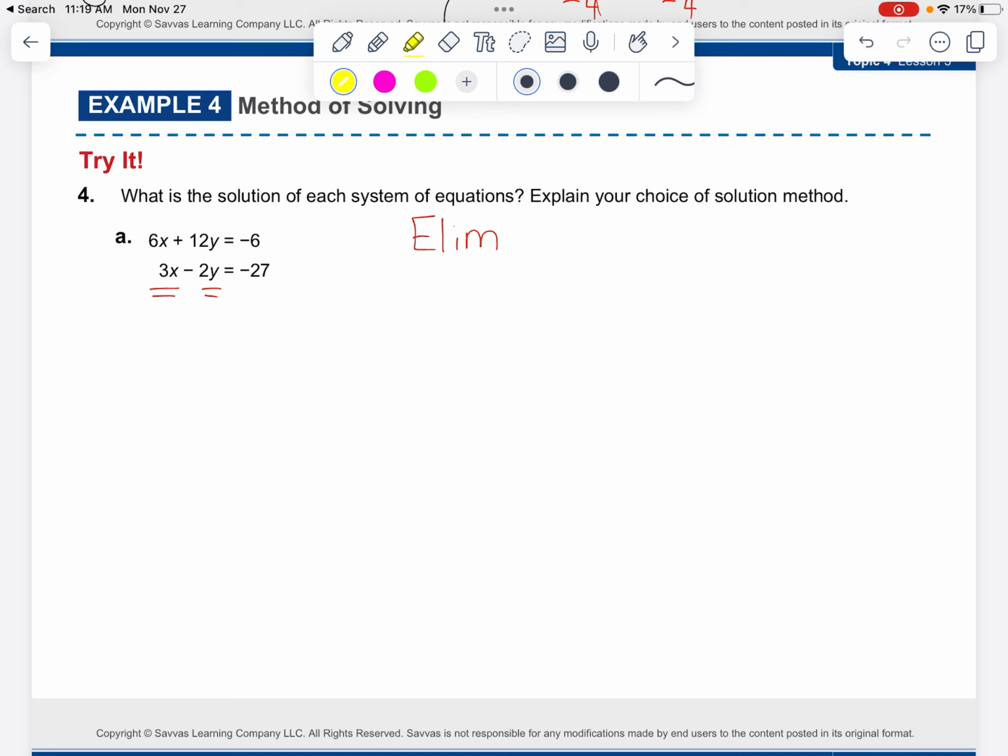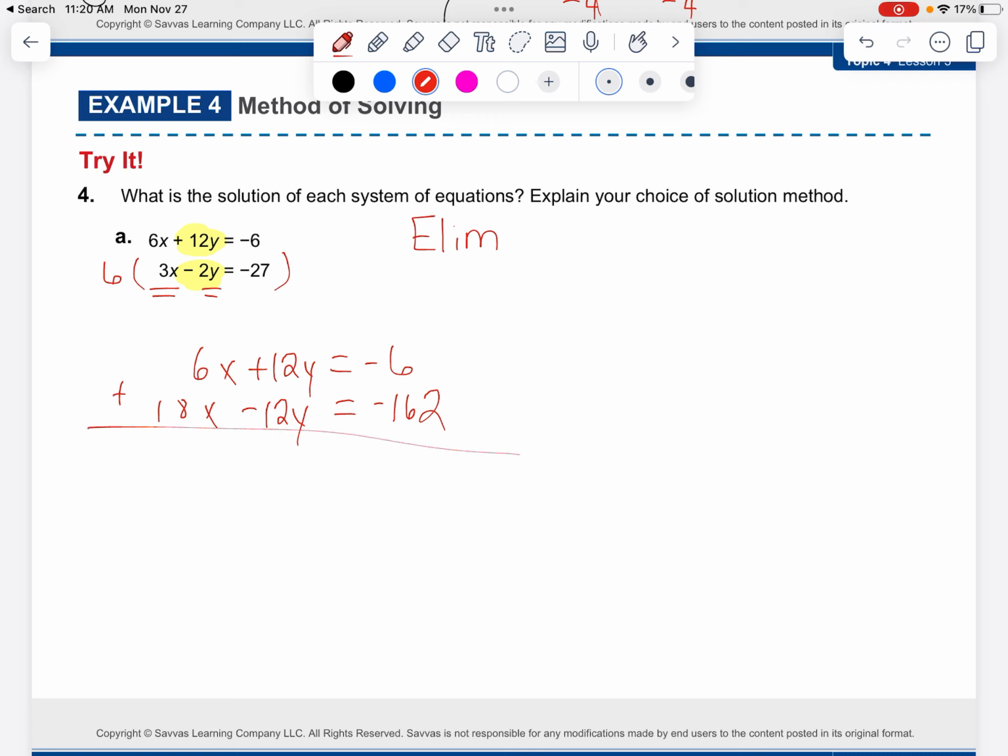With elimination, I am going to focus on my coefficients on y. I already have one negative and one positive. If I multiply my second equation by 6, it's going to give me that negative 12y, which is going to cancel with that positive 12y. So to rewrite the system, 6x plus 12y is going to equal negative 6, and 18x minus 12y is going to equal negative 162.